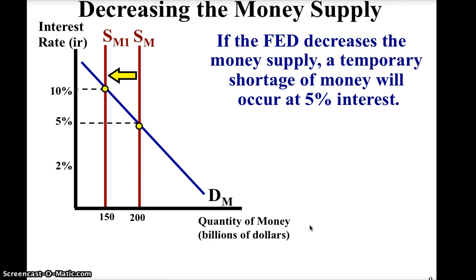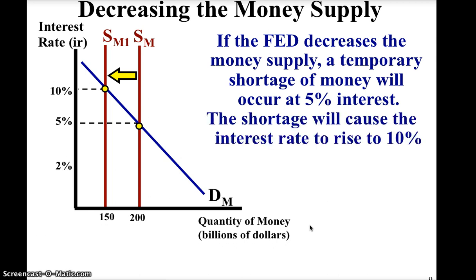It means that when they decrease the money supply, there will be not a lot of people asking for money at 5%, which will encourage banks and other lenders to increase their interest rate to 10%, right? The shortage will cause the interest rate to rise to 10%, okay?